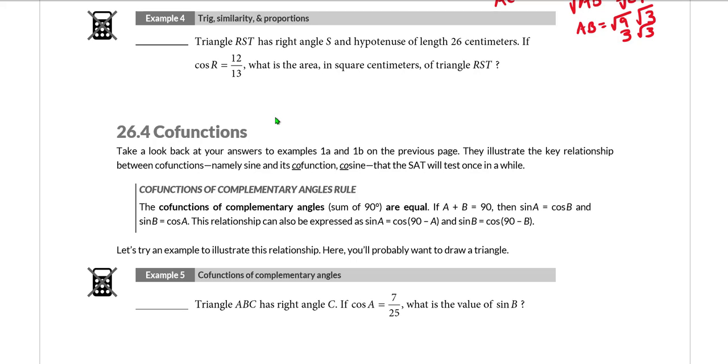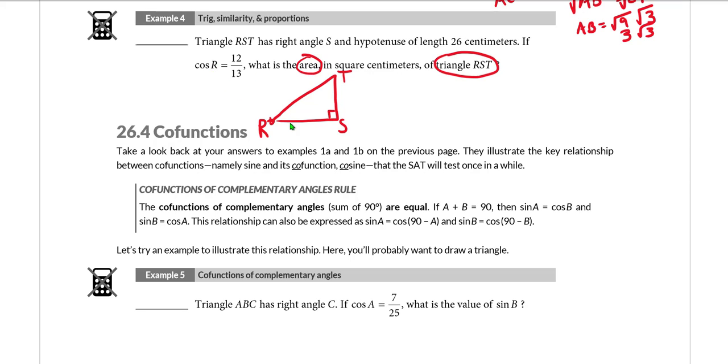On example 4, again, you may want to pause the video and try this on your own before you see me work through it. What do we have here? We have a triangle RST with right angle S, hypotenuse of 26. They tell us that cosine of R is 12 over 13, and in this case they want the area of the triangle. I am going to once again draw a representative triangle here. I'm going to draw triangle RST. They tell us that the right angle is angle S. I will randomly put an R here and a T here. So triangle RST with right angle S.